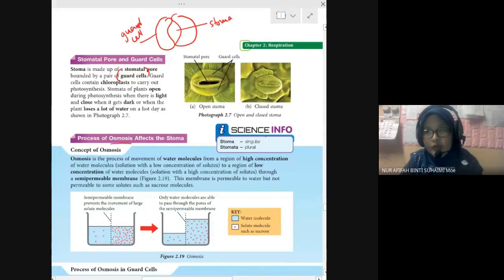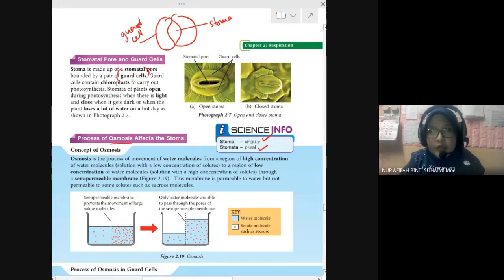Okay, stoma is singular, stomata is plural. So they are the same meaning, same concept. Stoma or stomata, benda yang sama. The function of the guard cell is to allow the movement of gas, either carbon dioxide or oxygen.